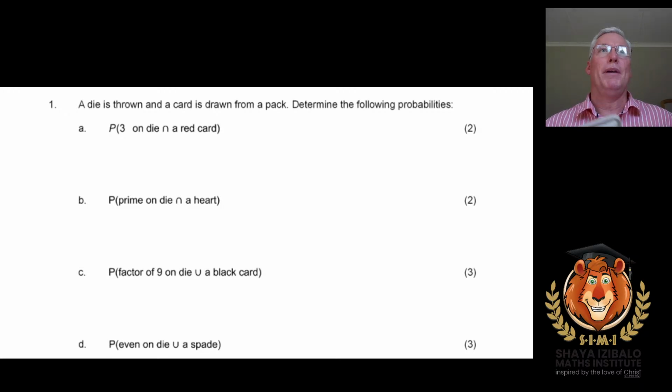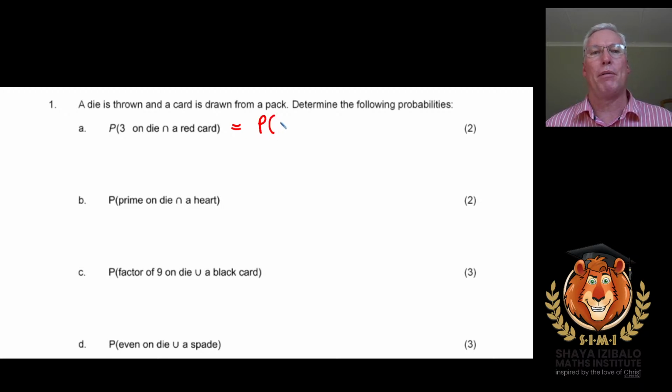So first up, a die is thrown and a card is drawn from a pack. Determine the following probabilities. What's the probability of a 3 on the die and a red card? I've used the symbol for "and". I think in your exams, they might use the word, they might use the symbol, they might use both. These things are independent. What happens on the die and what happens with the card are completely independent of one another. They do not influence one another.